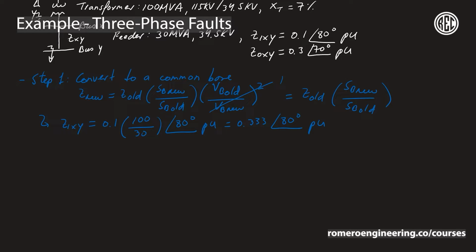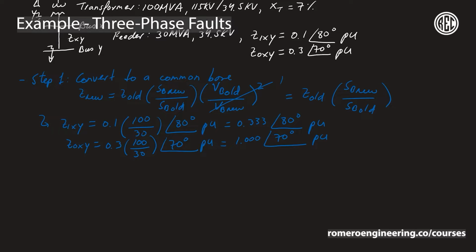Now the zero sequence impedance Z0XY is going to be equal to 0.3, so again the magnitude times the new base over the old base, and again the angle is not going to change, so 70 degrees. This again is in per unit. So if we calculate this, we get that this is equal to 1.000, and I'm using 3 decimal places. So 1.000 at an angle of 70 degrees. This is again in per unit.